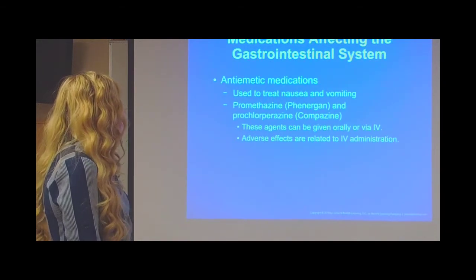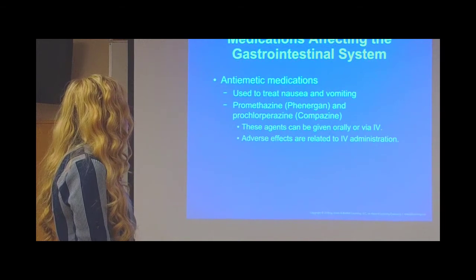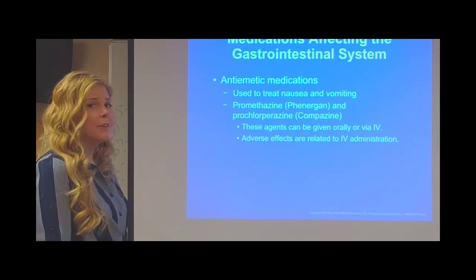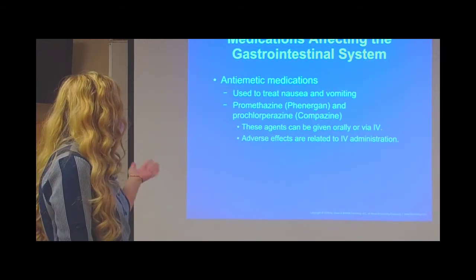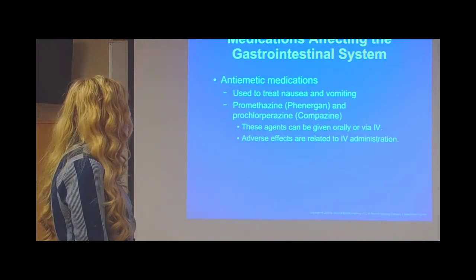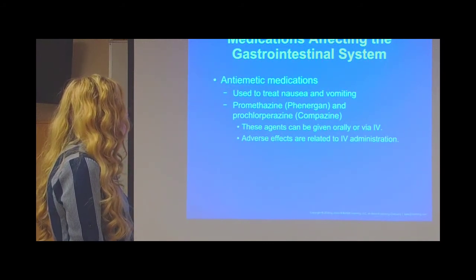Now we're going to talk about drugs that affect the GI system. Antiemetic medicines are used to prevent nausea and vomiting. Here we have your promethazine and prochlorperazine, which can be given orally or IV.